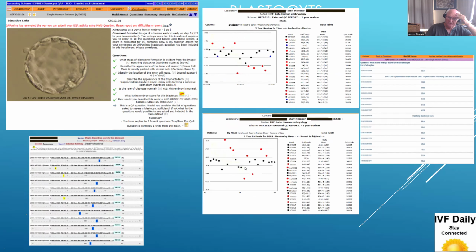Or you can also look at for bias. This is for the embryos by the score. So you're looking for the poorest quality to the highest quality embryo and seeing whether there's any bias. So I would say here that over time, there is a slight downward trend in my assessing of blastocysts. I'm assessing them harder over time, but there's no bias between good or bad.